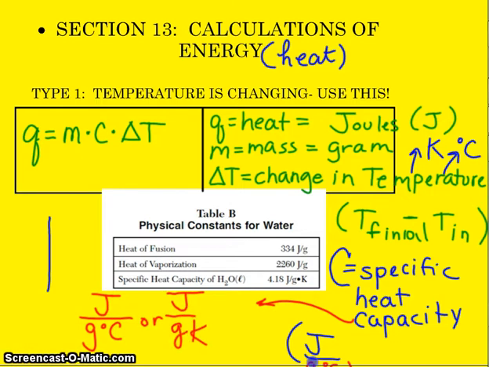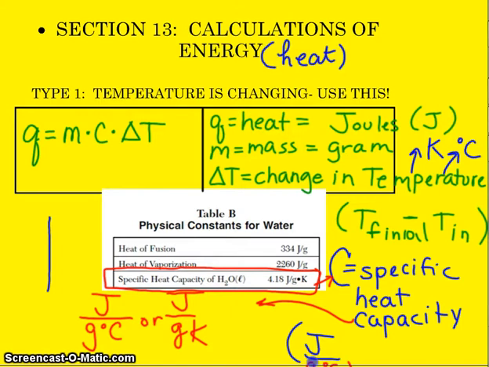Now, just a word about specific heat capacity. It is officially defined as the energy it takes to raise 1 gram of a substance 1 degree Celsius. So you're raising the temperature of a gram of, say, water 1 degree Celsius. And it's a constant for a given substance. So for water, you'll find it here in Table B. It takes 4.18 joules of energy to raise 1 gram of liquid water 1 degree Celsius, or 1 Kelvin. Doesn't matter, either way, it's the same deal. Okay? So that's our specific heat capacity.